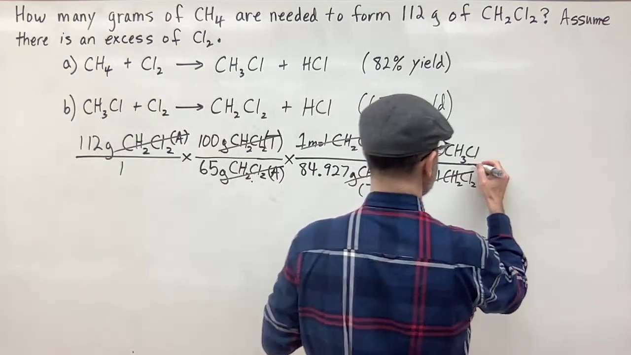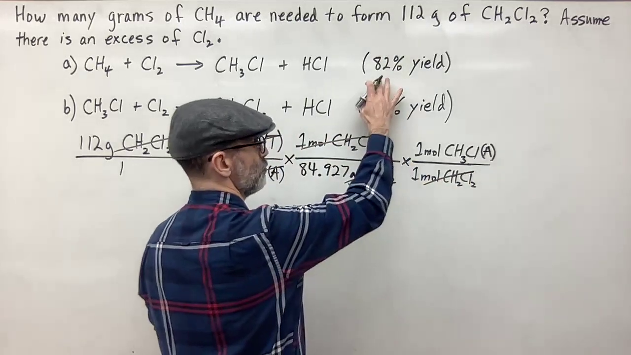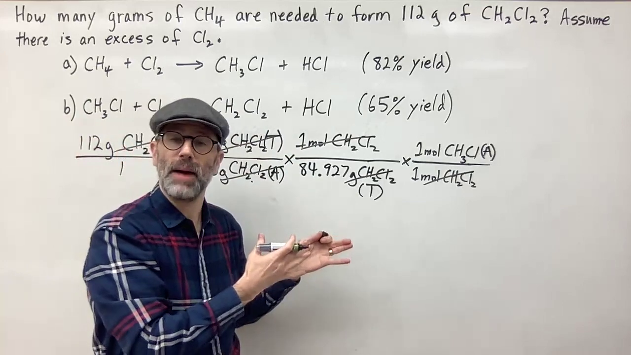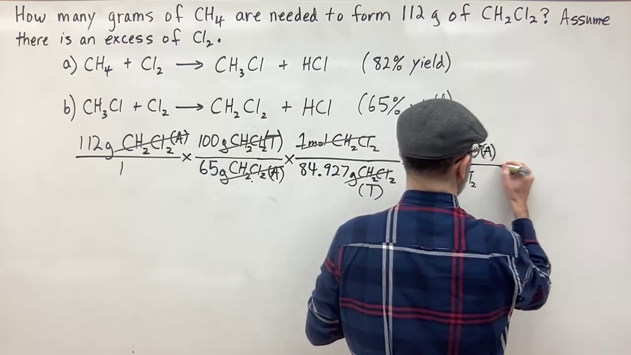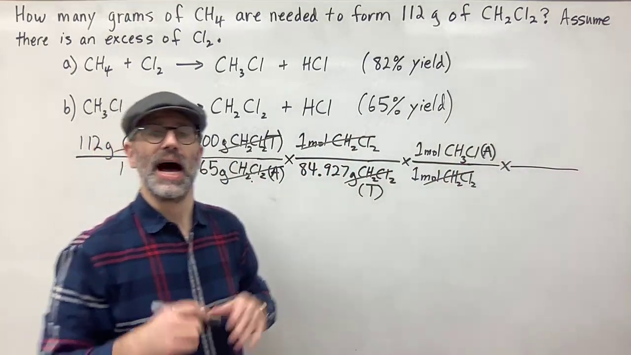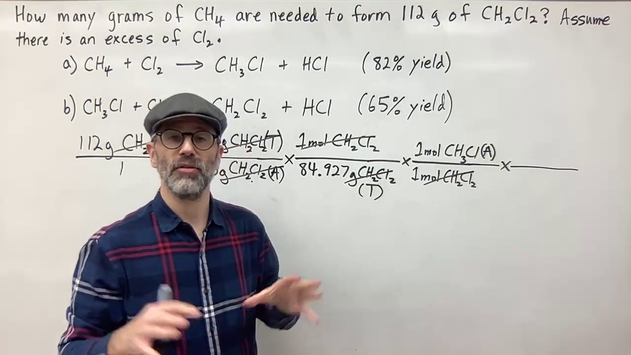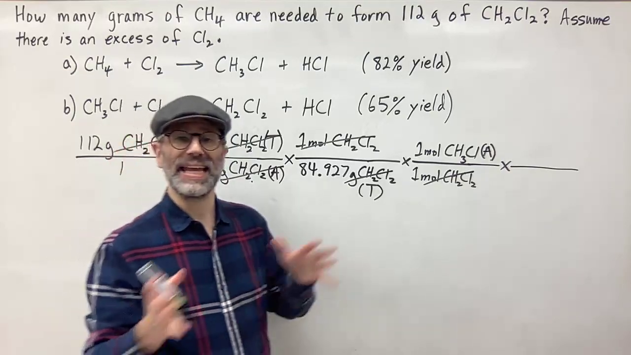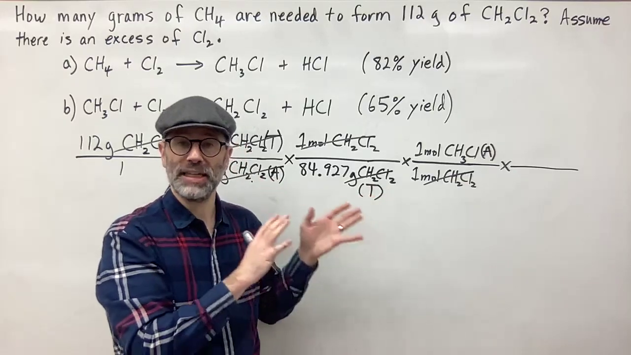So again, this is going to be the actual amount that we got from the first reaction, but we want to convert that to the theoretical amount that we should have gotten. So we're going to use this percentage again. Remember, what does 82% mean? It means that out of 100 grams or 100 moles of the theoretical yield we should have gotten, only 82 moles or 82 grams would be actually yielded.